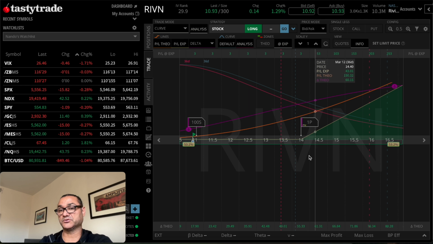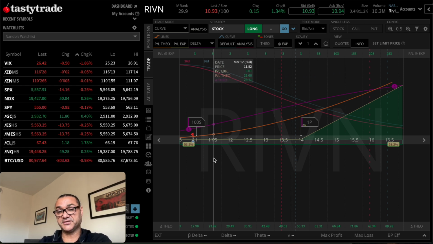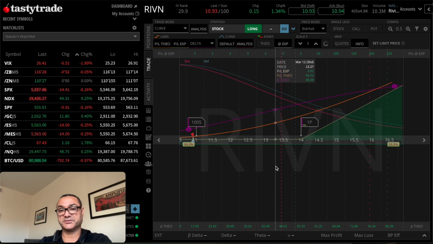So if it goes from 14 to 15, the position gains $100. If it goes from 15 to 16, the position gains another $100. That's because I have a one lot. If I had 10, then it would increase by a factor of 10. Each dollar increase in price would be a $1,000 increase in P&L. And I still wouldn't lose any money because of the way the entire trade was constructed.